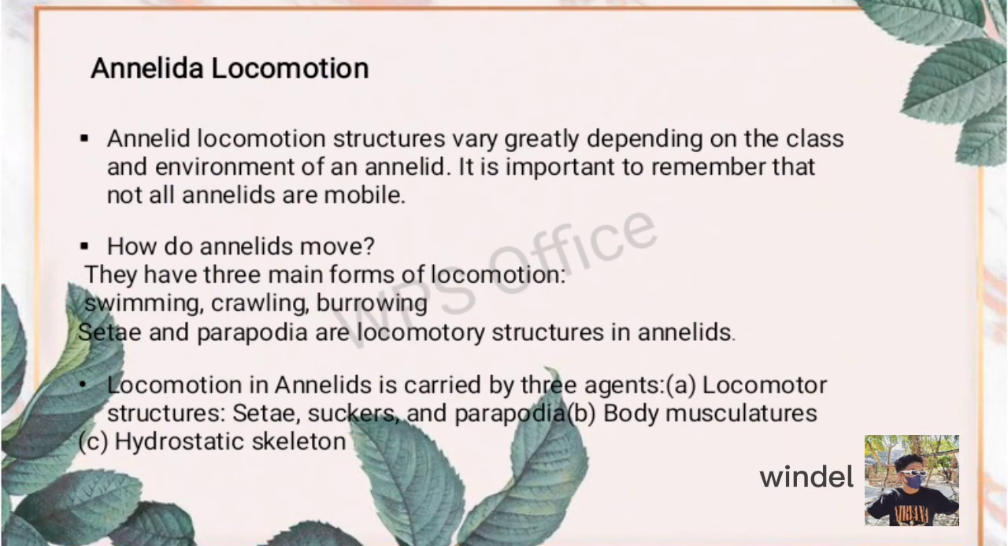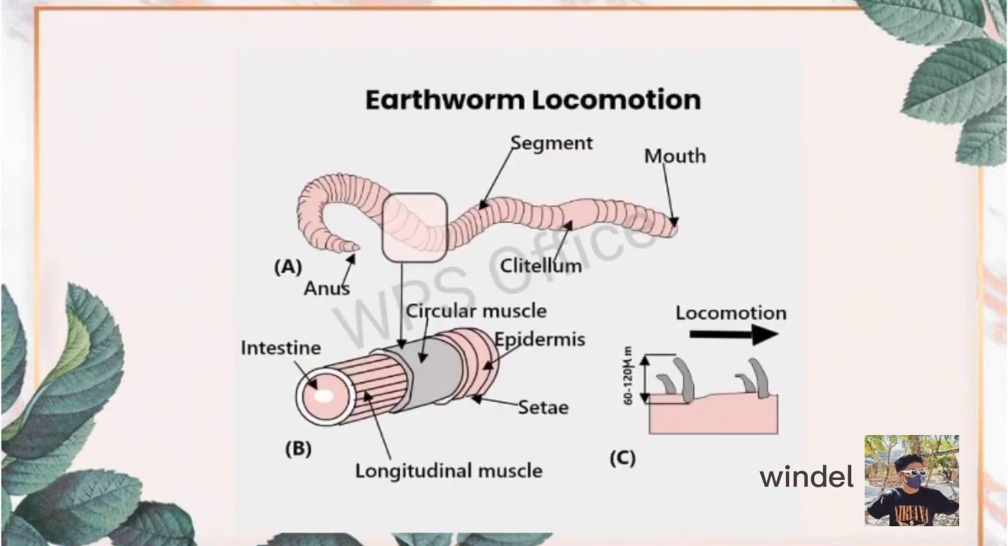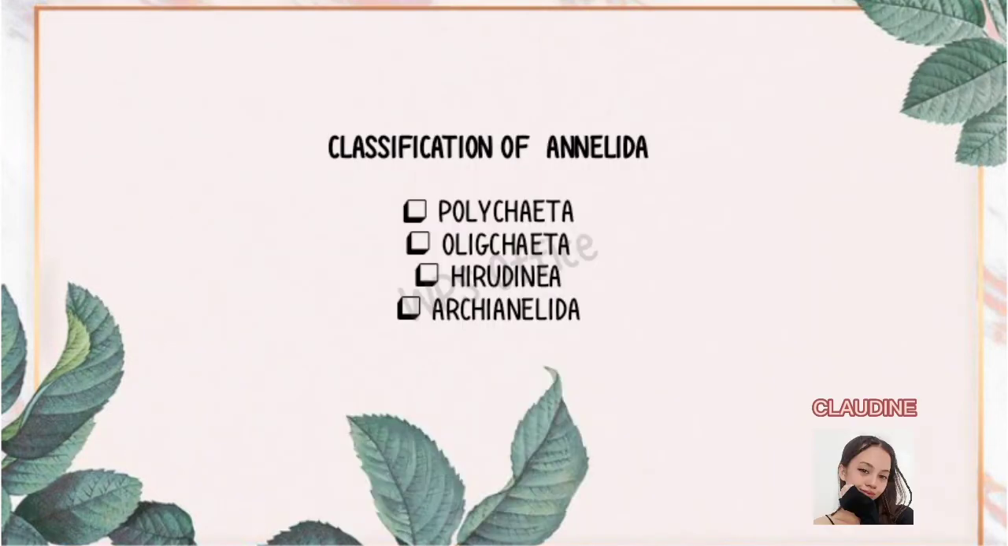Locomotion in annelids is carried out by three agents: locomotor structure, body musculature, and hydrostatic skeleton. In different annelidan species, locomotion is not caused by any individual locomotory agent, but is the resultant outcome of a coordinated effort of all those three agencies. This is the earthworm locomotion diagram. Here are the classifications of phylum Annelida: Polychaeta, Oligochaeta, Hirudinea, and Archiannelida.